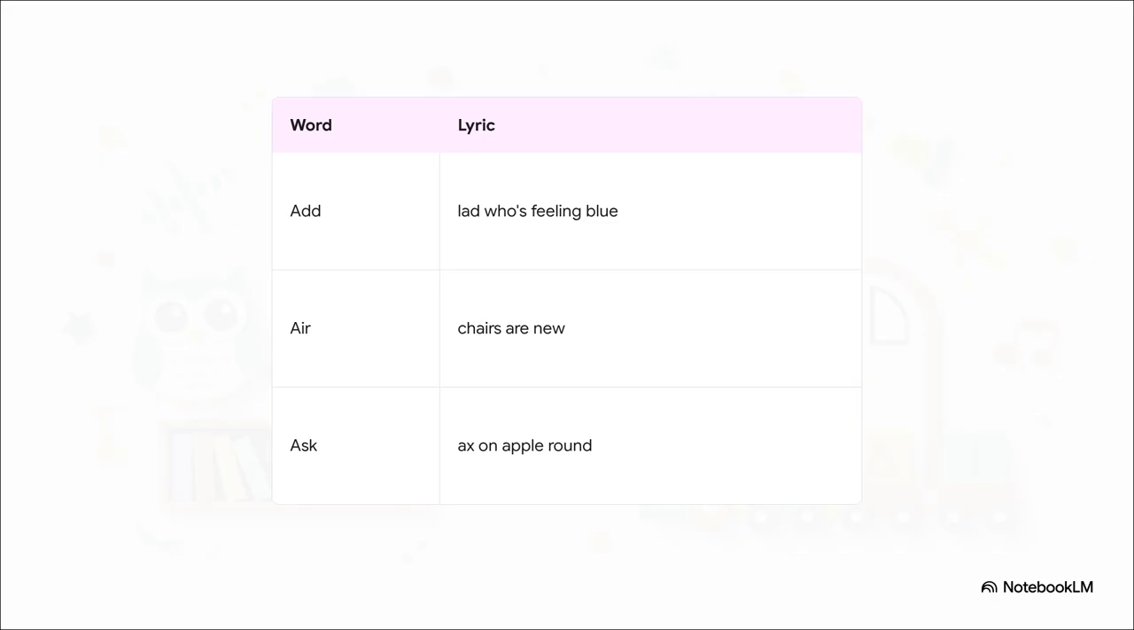Add and lad return in the lyric red path for the lad who's feeling blue. Air and chair show up as fair air blows where chairs are new. And with axe on apple round, hear the A words make their sound.